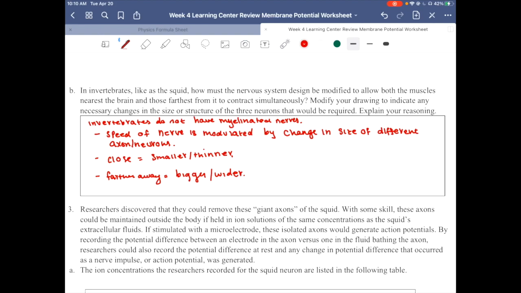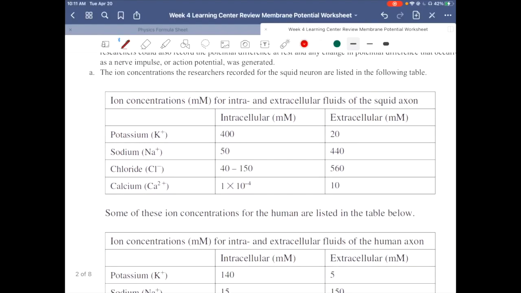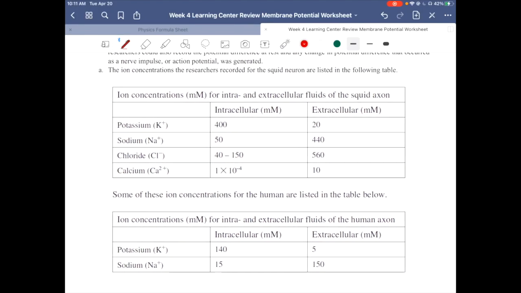All right, next we're going to be looking at some research discoveries that people have done, and we're going to be looking at the different ion concentrations, intracellular and extracellular. So that's the chart that they have given us here. It's the ion concentration that the researchers recorded for the squid neuron. The questions are on a different page, so I might have to flip back and forth just so you guys can see where I'm getting the numbers.